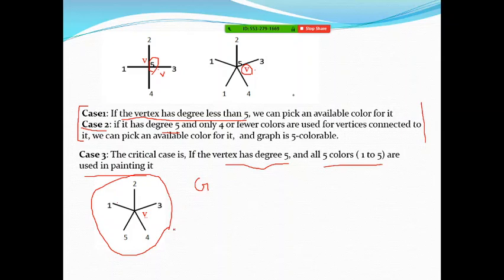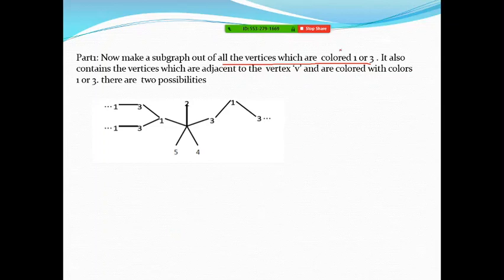Now from this whole graph, we are making a subgraph of the vertices which are painted with colors 1 and 3 only. Means we are not touching any other color. We are just making a subgraph from outside this, containing only 1 and 3. On the left side it is 1, and on the right-hand side it is 3. So we are making a picture of a subgraph of this whole graph with vertices which are colored 1 and 3 only.